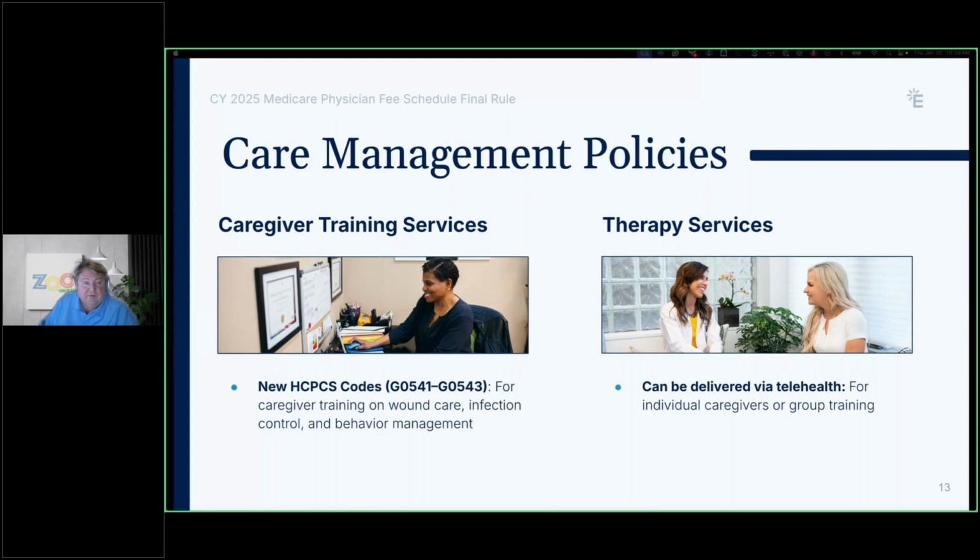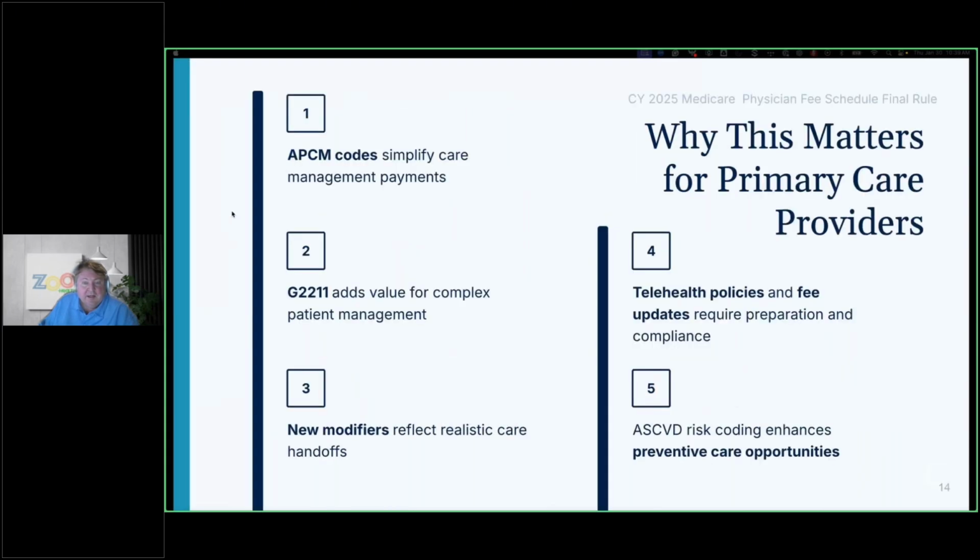So moving right along, kind of wrapping up and summing up, APCM codes allow you to provide patients with a wide range of services to meet their individual needs based on complexity, and this is chronic care management without the time-based requirement. Billing for these services uses a monthly bundle instead of billing for each individual service or recording minute by minute.